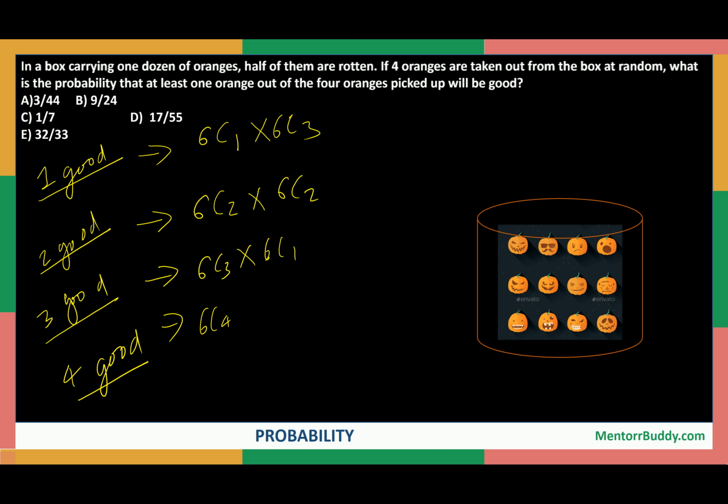So what we need to do is find out the total number of favorable events. So this will become 6 multiplied by 6C3, that is 6 into 6 into 5 into 4 divided by 3 into 2 into 1. So this 6 will be cancelled out. It is 5 into 4 into 6, that is 120, right? So in 120 ways we can pick up 1 good orange.